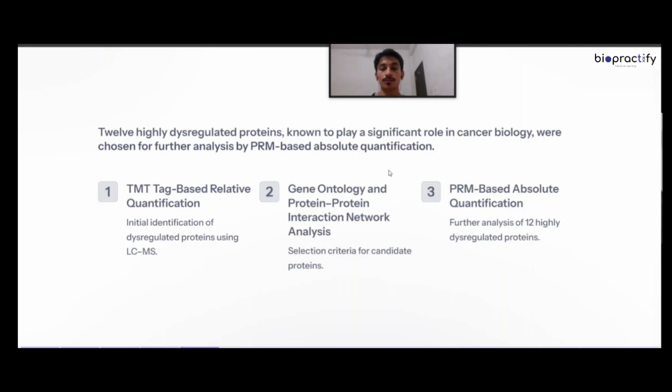Now, 12 highly dysregulated proteins were identified in this selection process. Out of 135 dysregulated salivary proteins, 12 were highly dysregulated, and then after conducting the LCMS and other techniques of TMT tag identification, PRM-based absolute quantification of those proteins was conducted. PRM, that is parallel reaction monitoring. This technique is based on high resolution and high precision mass spectroscopy.